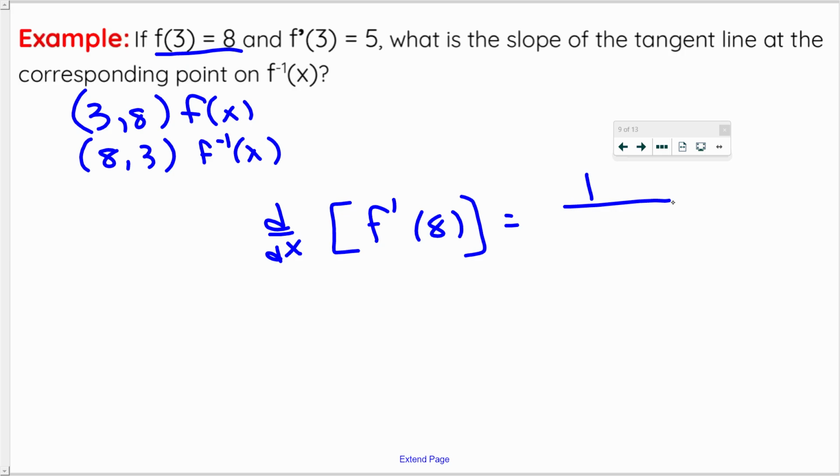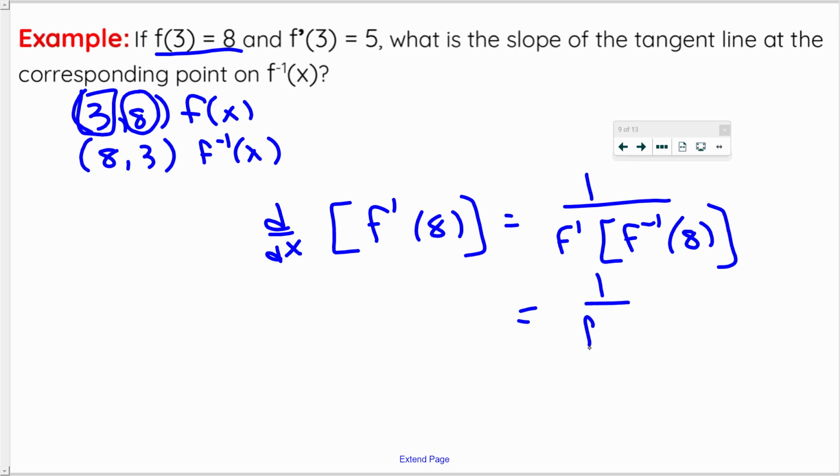So let's apply that into the formula. That's going to be 1 over f prime of f inverse of 8. Okay, and what is f inverse of 8? Well, I know that that is 3, because if this is my y value of f of x, the x value that goes with that is 3. So this is 1 over f prime of 3, and we know that f prime of 3, given in the question, is 5. So my final answer is 1 over 5.